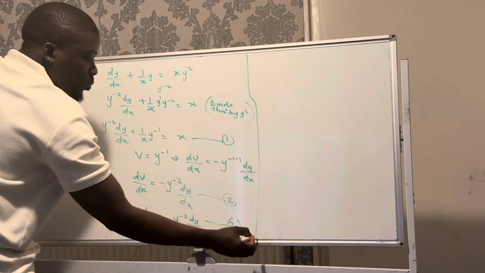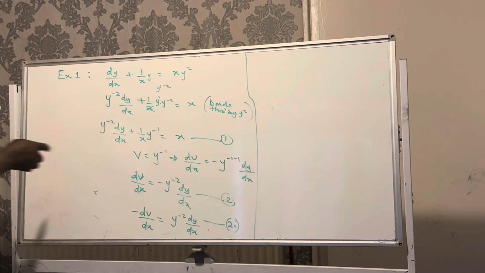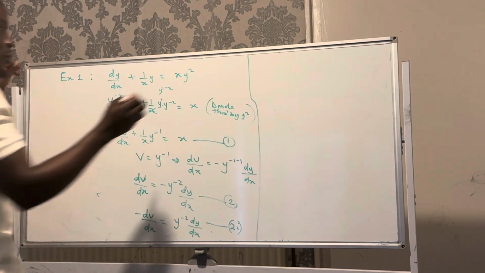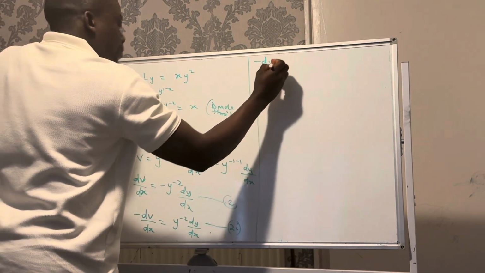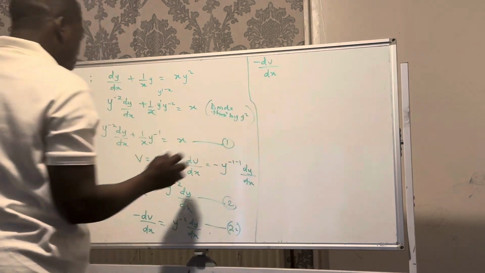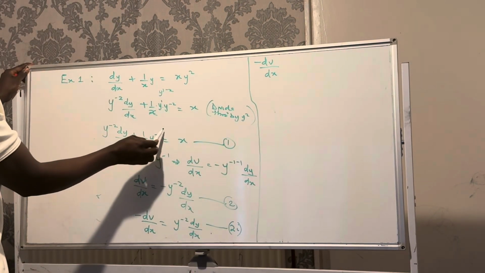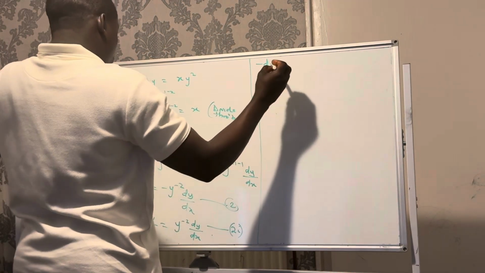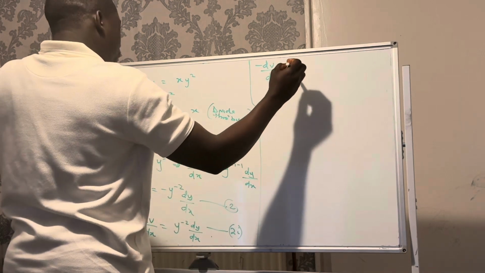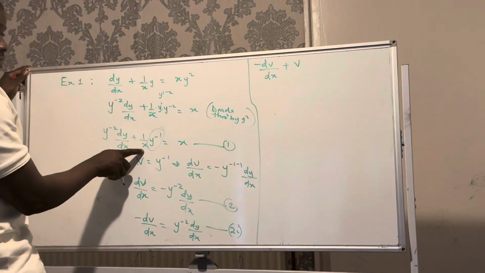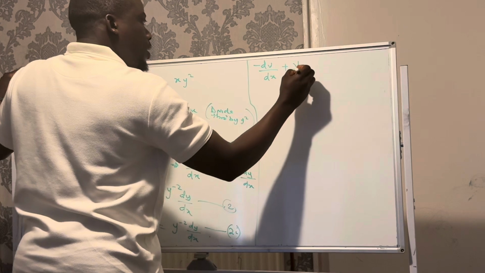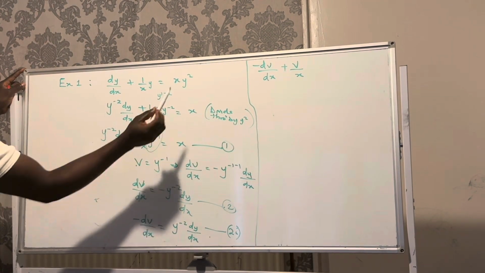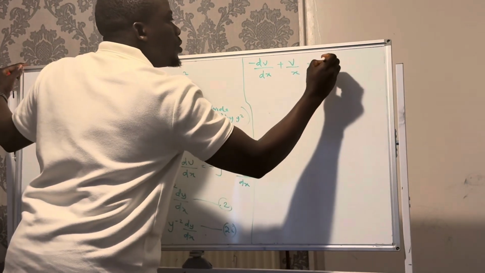Then we can make our substitution. Now, instead of writing y raised to power minus 2 dy/ds, we can write minus dv/ds in a simplified form. And instead of writing y raised to power minus 1, we can write it as v. So we have plus v, we have s here, so we have v all over s to be equal to s.